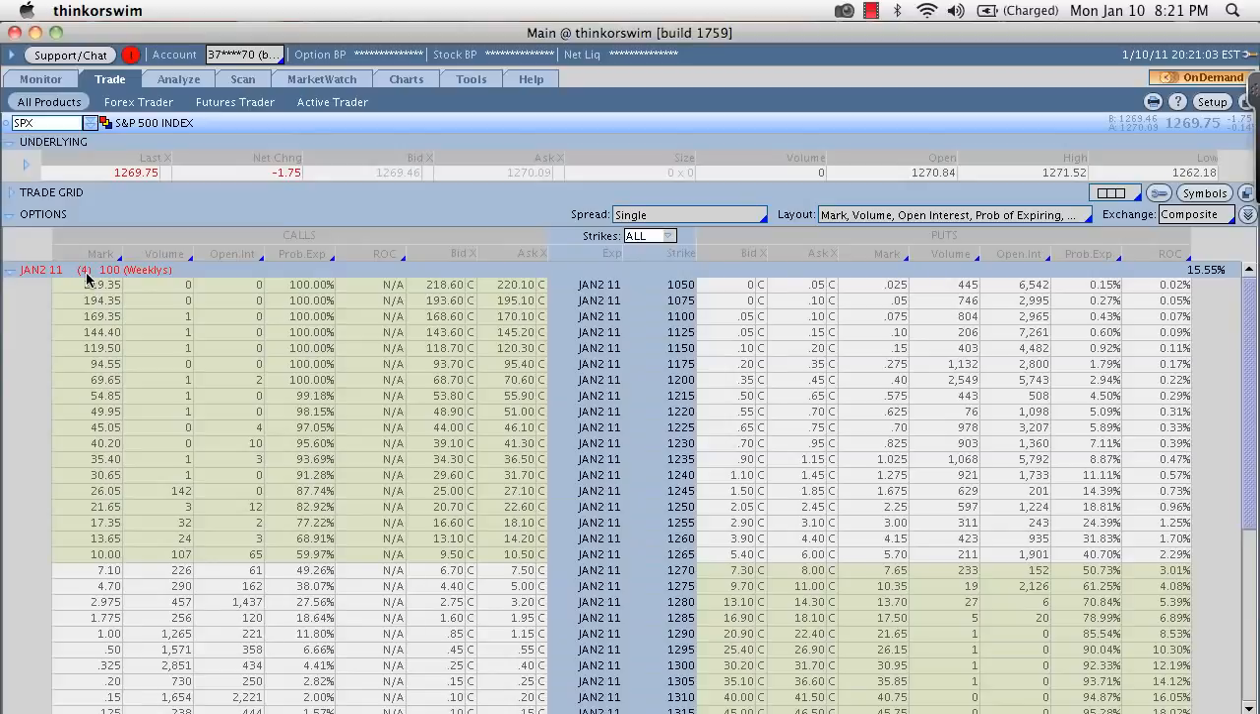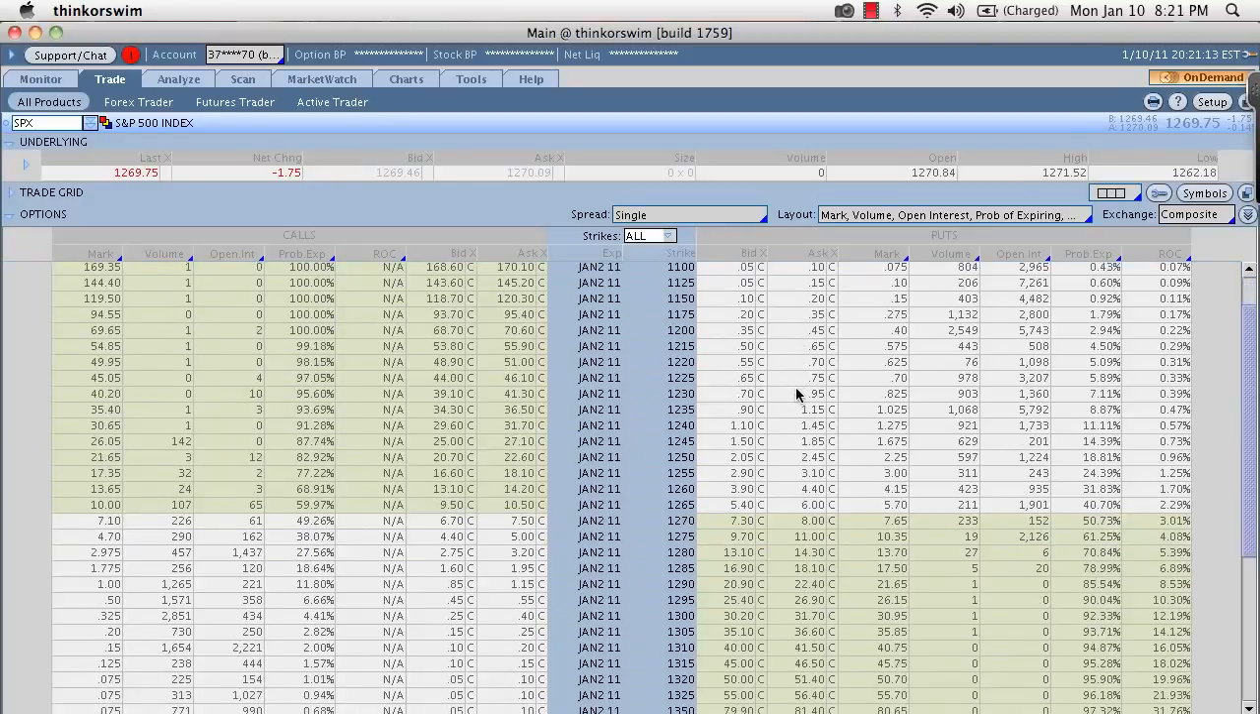You can see there are just about four days left in these, since it is Monday, the 10th of January. These options were issued last Thursday, and they expire this Friday. So there's a lot of premium left in these options.